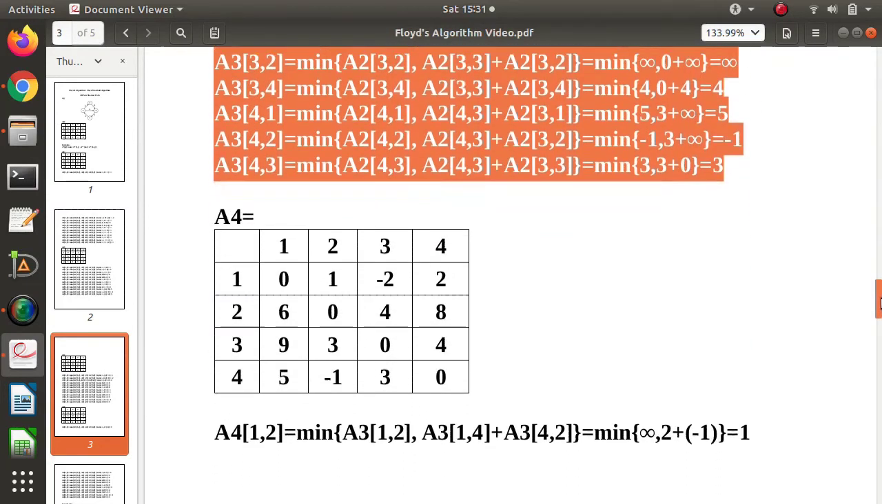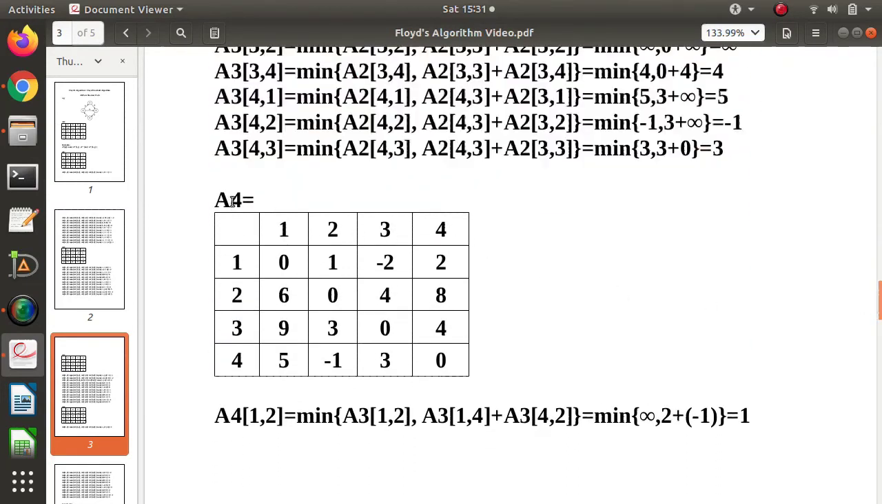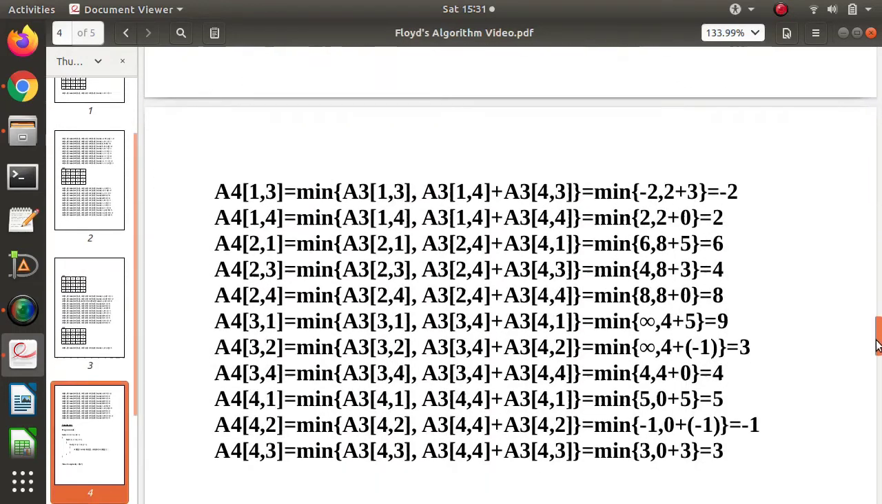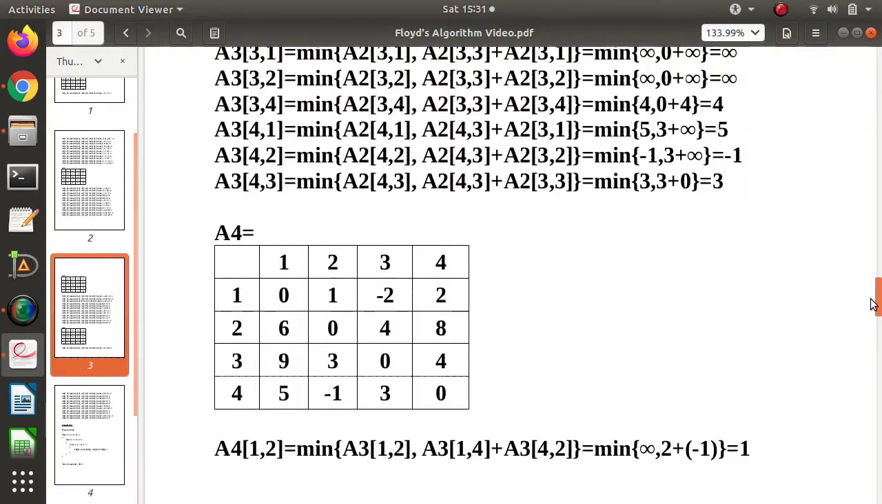In the same way we calculate for 4. Now see, A4 is calculated from the matrix A3. In the same way we are calculating. Now see, there are 4 vertices, right? So A4, whatever matrix that we get, is the last value, that is the final output of this algorithm. That means whatever the last matrix that we got, this is the shortest path from each vertex to every other vertex.